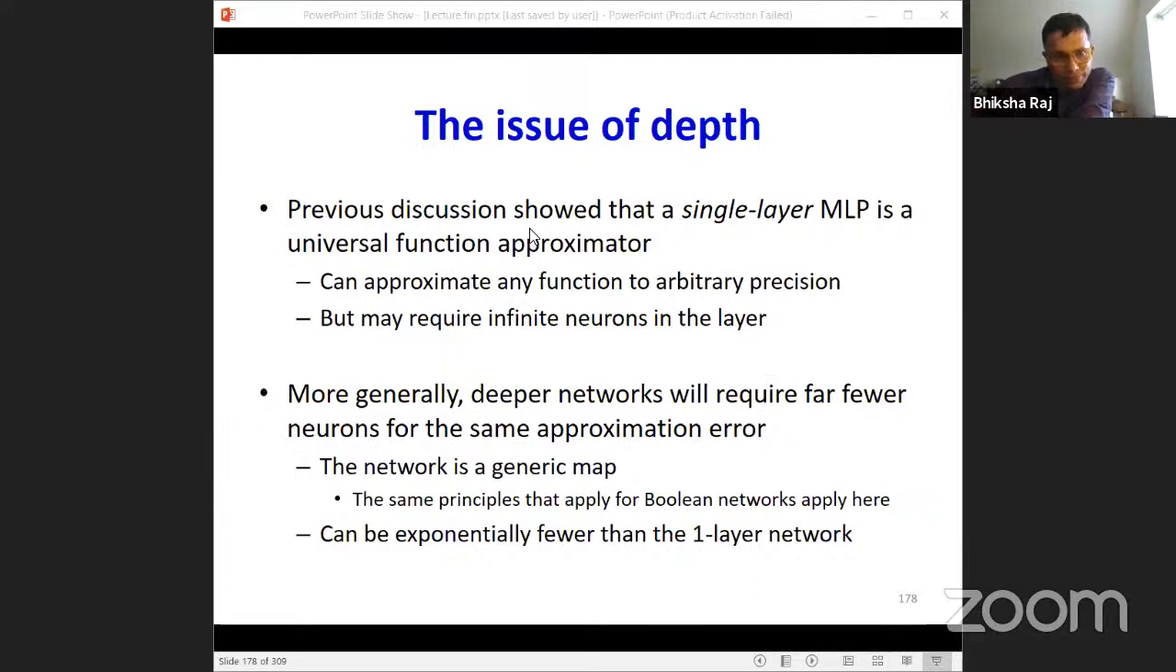Okay, so let me continue. I have a lot to cover. In the previous discussion, we've seen that a single MLP layer is a universal function approximator. What I mean is that you give me a function and I can compose an MLP for it. It doesn't mean every MLP is going to model that function. It means it's possible for me to construct an MLP that will compute that function. We also saw that more generally, deeper networks require far fewer neurons for the same approximation error. In fact, it can be exponentially fewer.